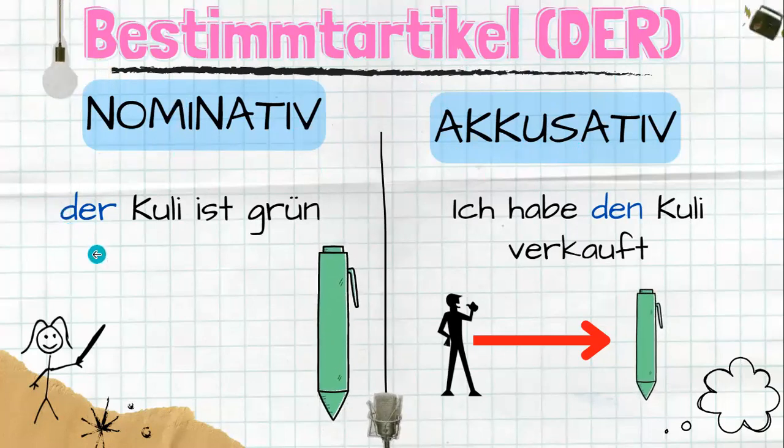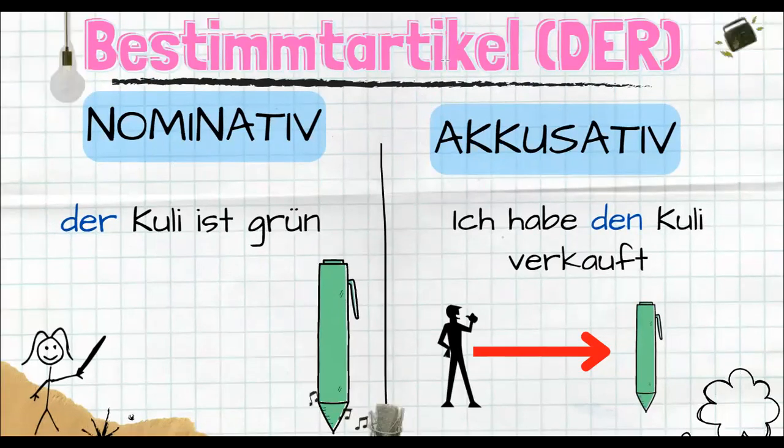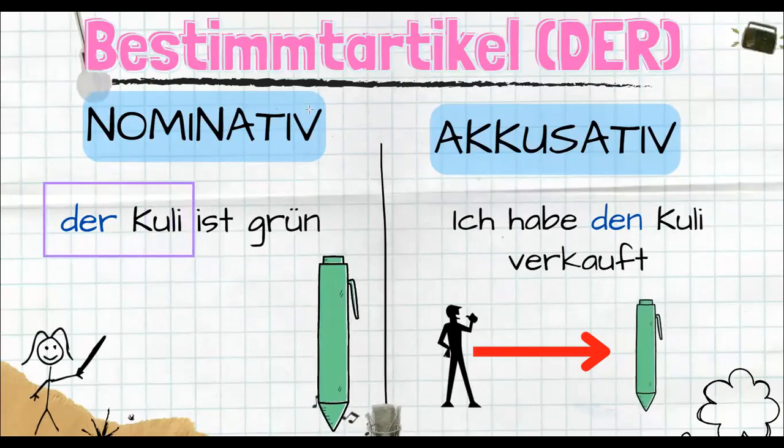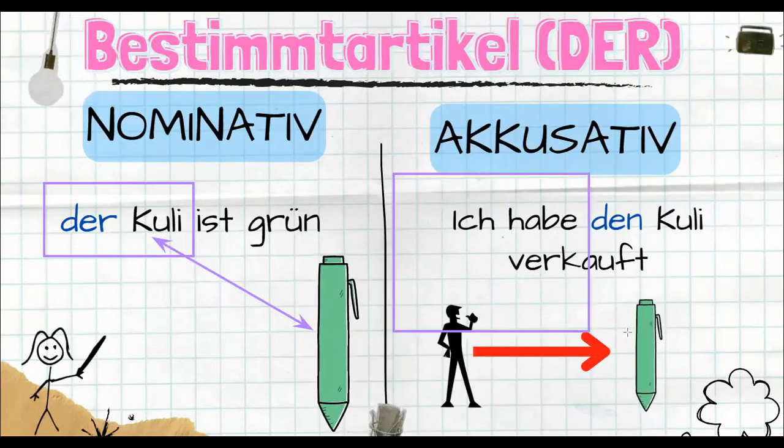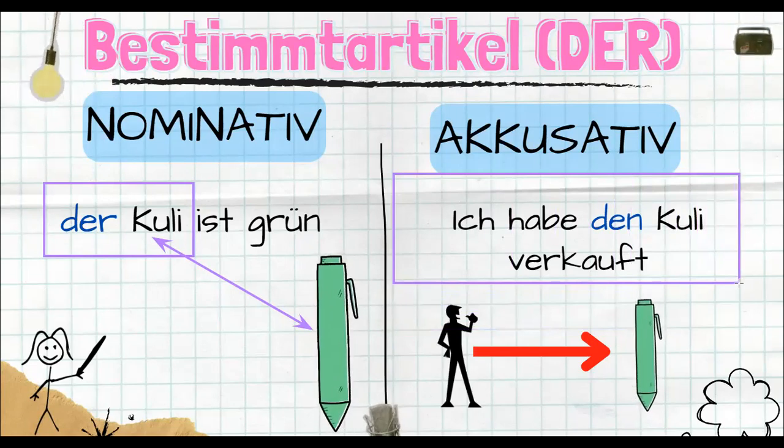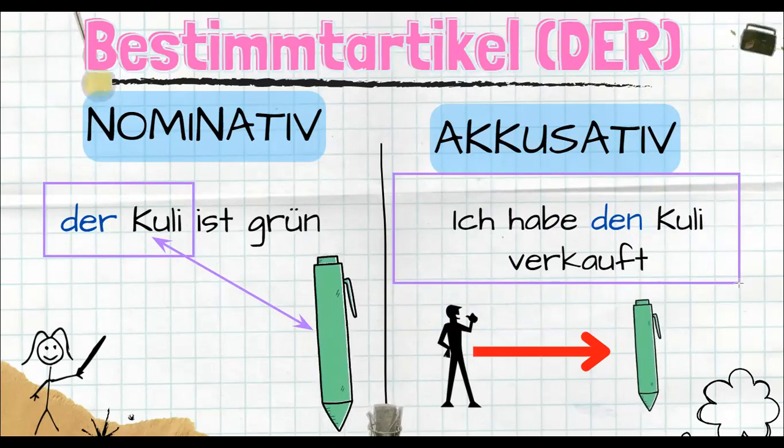So, Beispiel Nominativ. Der Pulli ist grün. Ja, der Pulli ist grün. So, remember, guys, the masculine article is der. Der Pulli. Das ist ein Pulli. So, der Pulli ist grün. Okay, und dann, wir haben Akkusativ. Ich habe den Pulli verkauft. So, look at this, guys. This is so visual, and thanks to that, it's easier to understand.